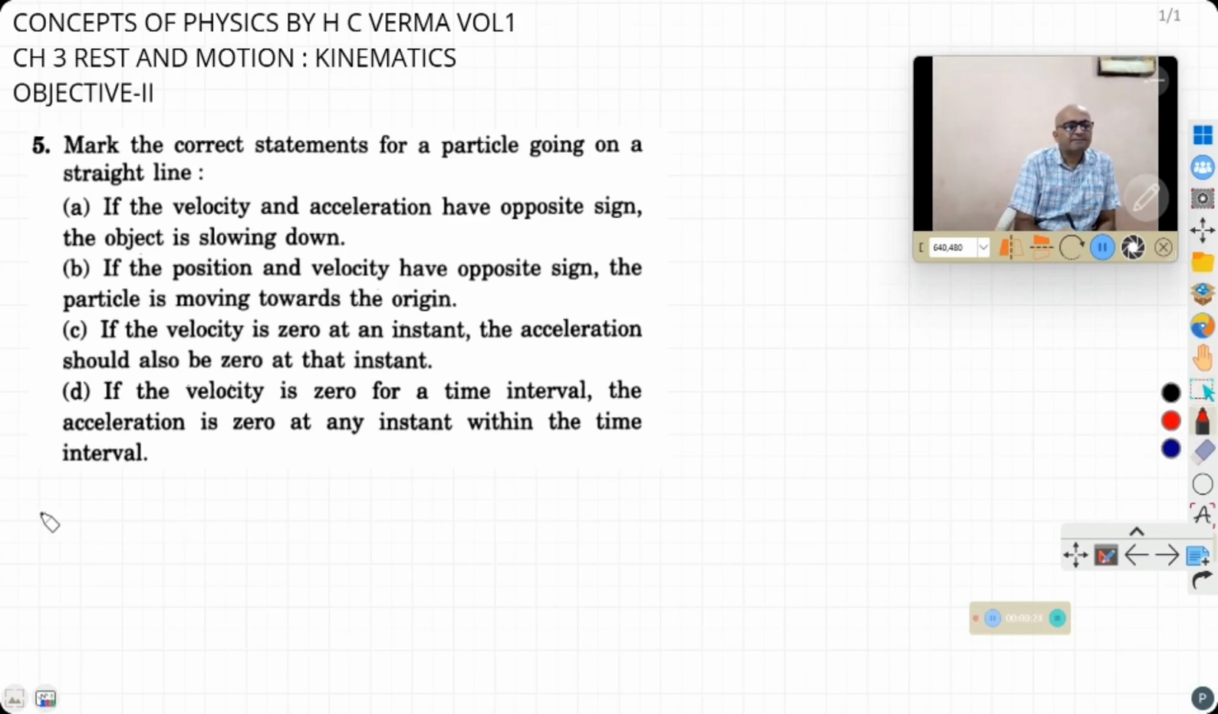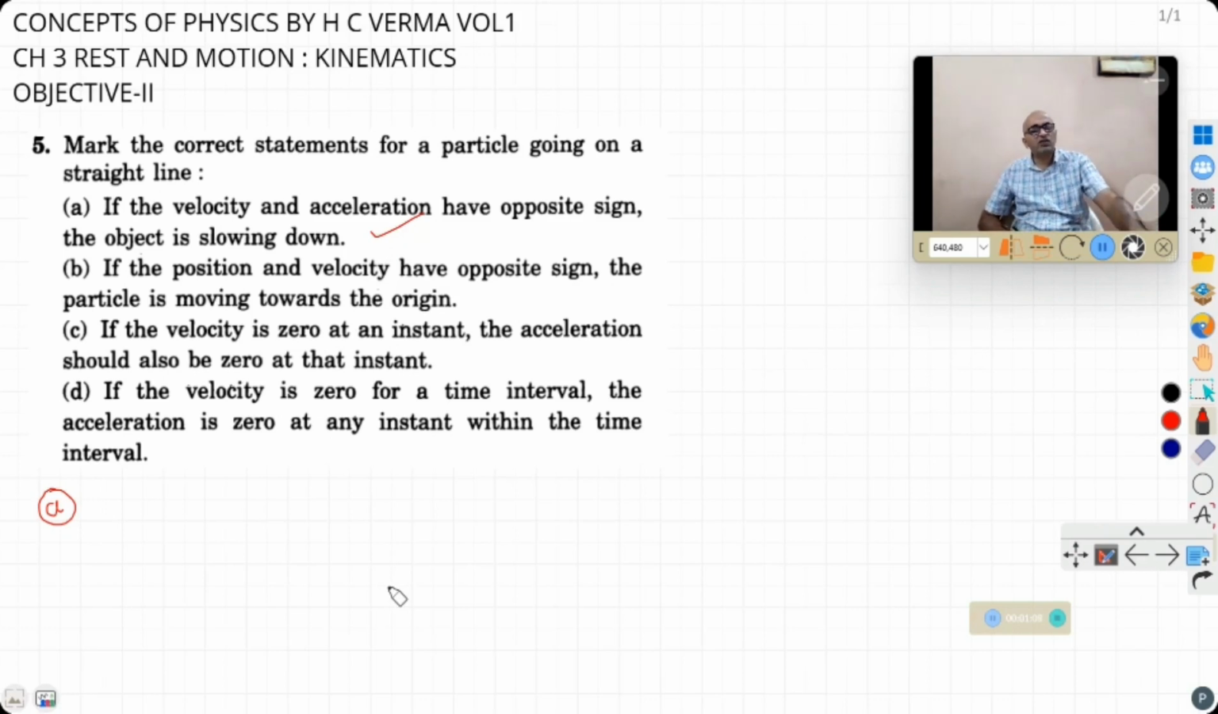In A part, you are seeing that if the velocity and acceleration have opposite signs, then the object is slowing down. One simple example is if I throw this vertically upwards. While going upwards, its velocity is upwards, acceleration is downwards. So velocity and acceleration are of opposite sign, and its speed is reduced when it goes up. While coming down, the velocity is in the downward direction and acceleration is in the downward direction, and speed will be increasing. So, this A statement is true.